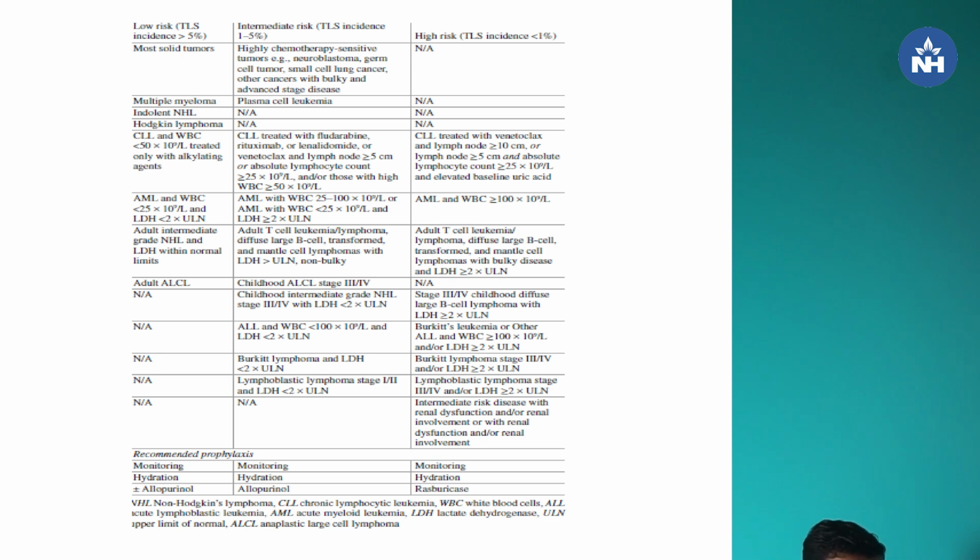The prophylaxis which is required for each of these 3 stages. For low risk with TLS there is monitoring, hydration plus minus allopurinol. For intermediate risk it is monitoring, hydration and allopurinol, and in case of high risk it is monitoring, hydration and rasburicase.